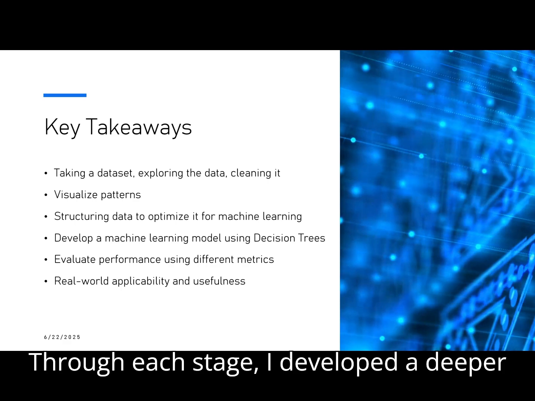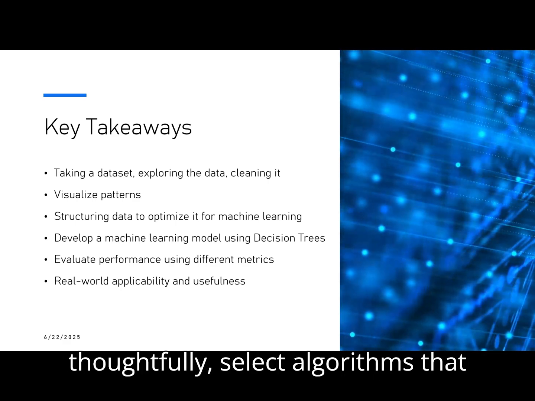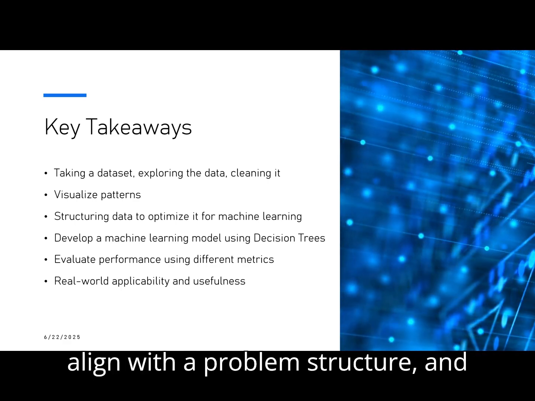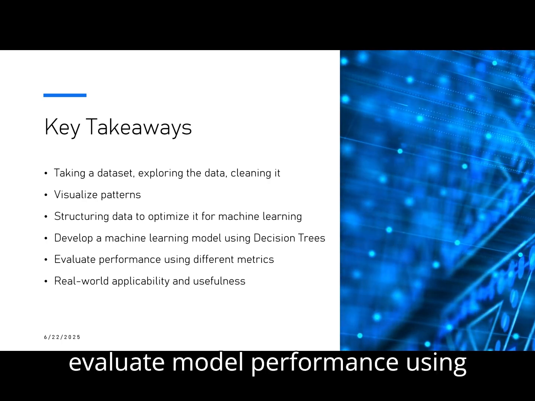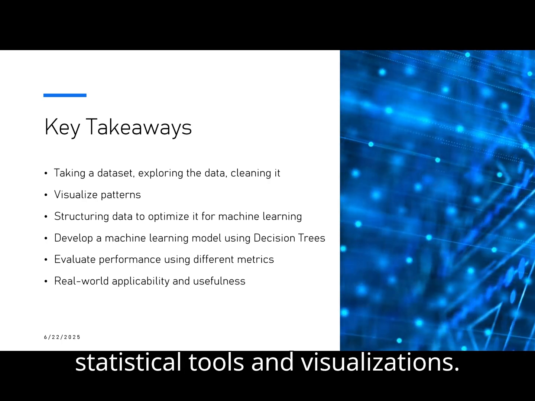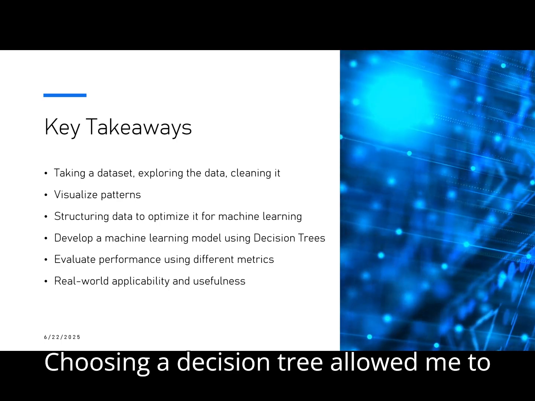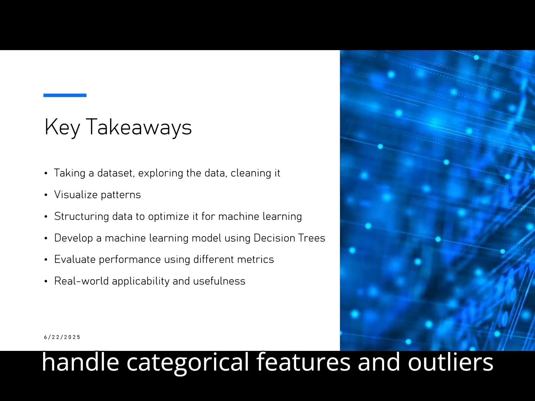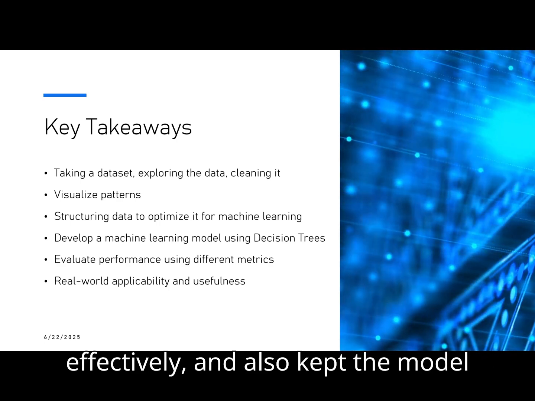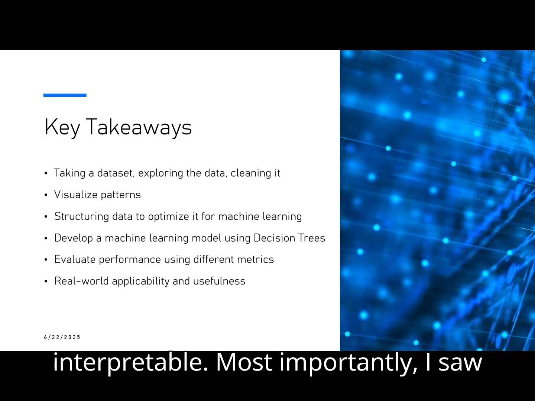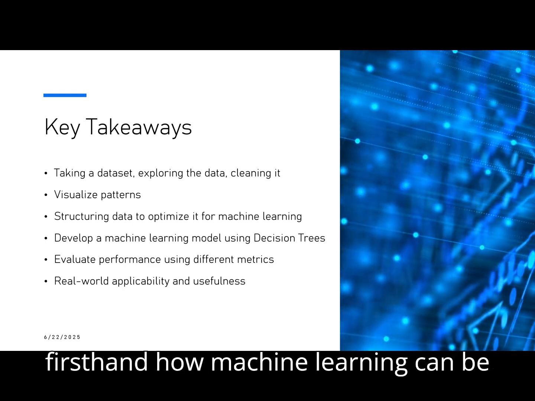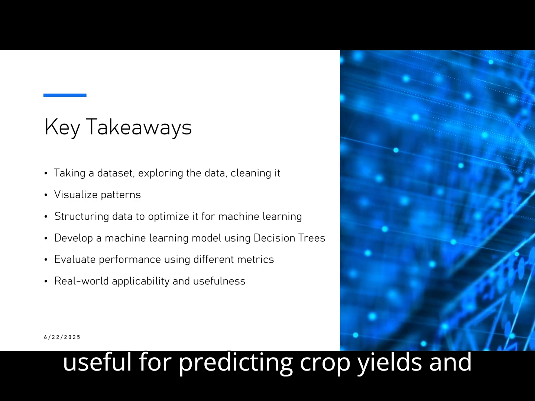Through each stage, I developed a deeper understanding of how to prepare data thoughtfully, select algorithms that align with a problem structure, and evaluate model performance using statistical tools and visualizations. Choosing a decision tree allowed me to handle categorical features and outliers effectively, and also kept the model interpretable. Most importantly, I saw firsthand how machine learning can be made useful for predicting crop yields and supporting smarter and more resilient food systems.